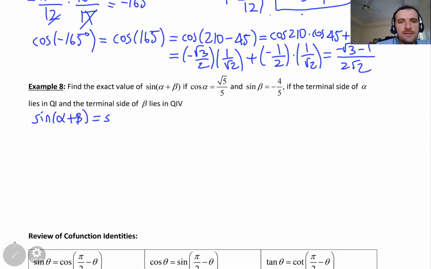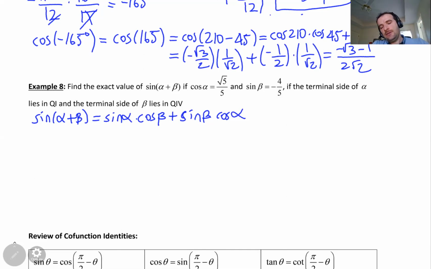It is sine alpha times cosine beta, and if it is plus here, it is plus also here: plus sine beta times cosine alpha. So we know what sine beta and cosine alpha are, but we should also find what sine alpha and cosine beta are.